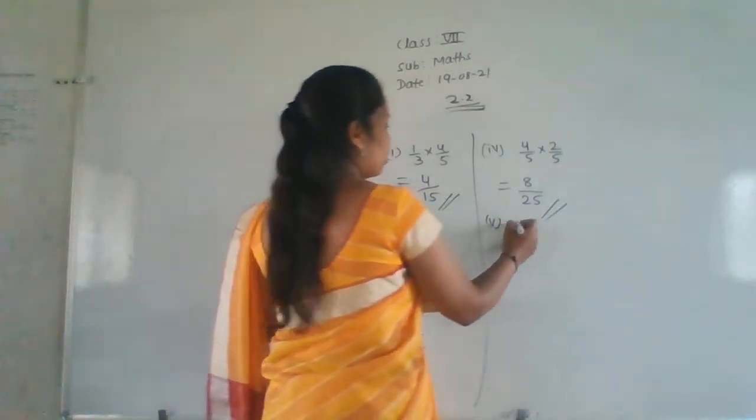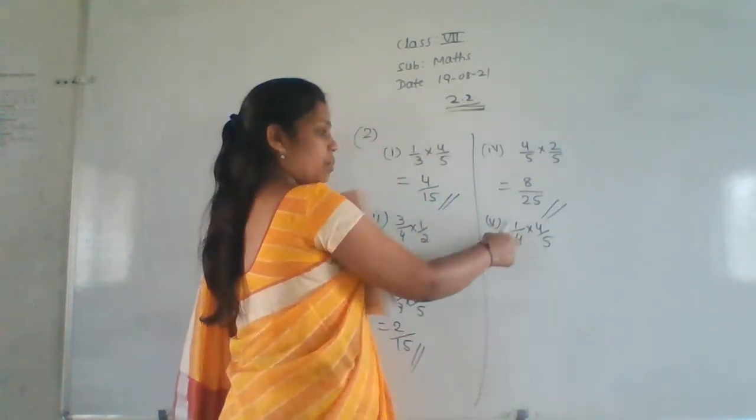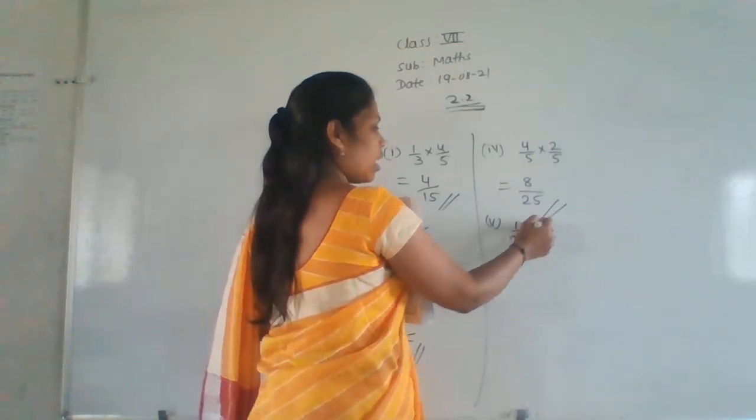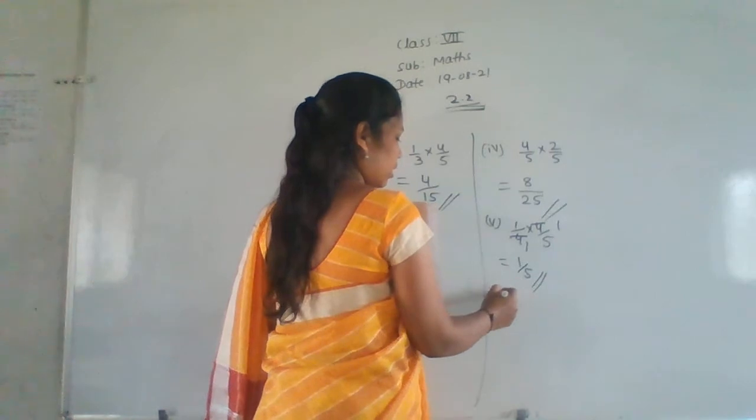1 by 4 into 4 by 5. Now observe the cross values. Here also 4, here also 4. We can cancel. 4 ones are 4, 4 ones are 4. So what is the answer? 1 by 5 is the answer.